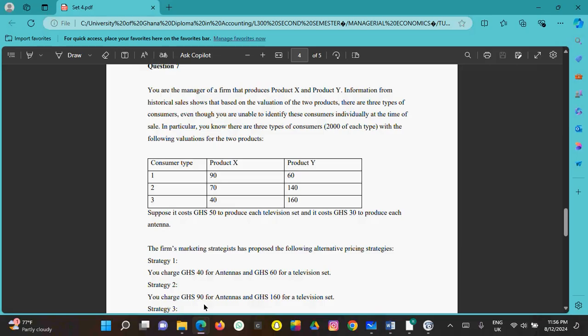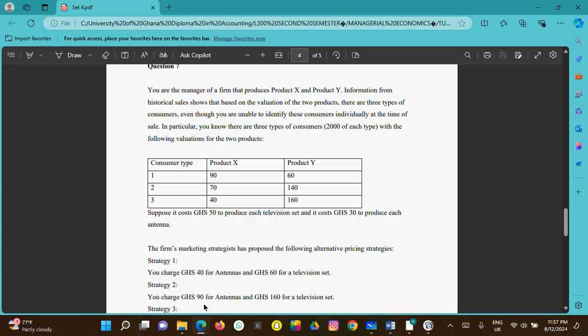You are the manager of a firm that produces product X and product Y. Information from historical sales shows that, based on evaluation of the two products, there are 3 types of consumers, even though you are unable to identify these consumers individually at the time of sale. In particular, you know there are 3 types of consumers, namely 2,000 of each.